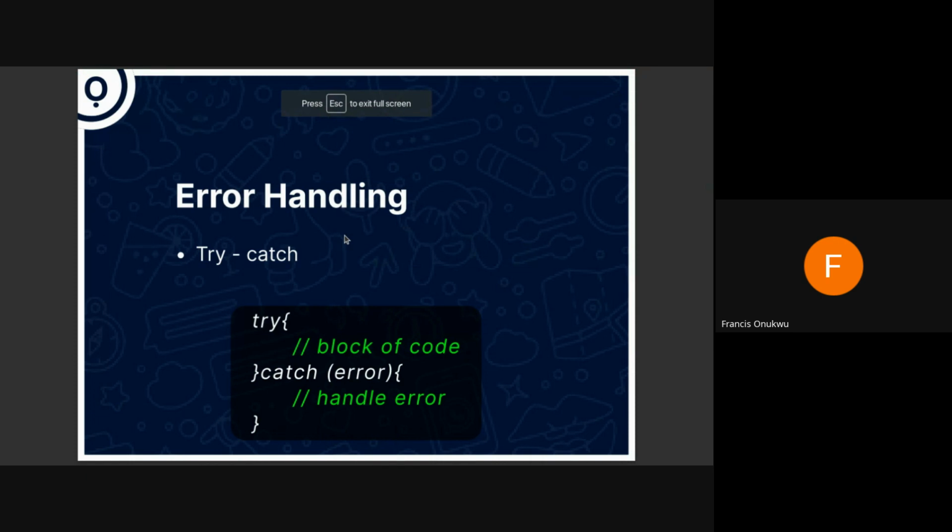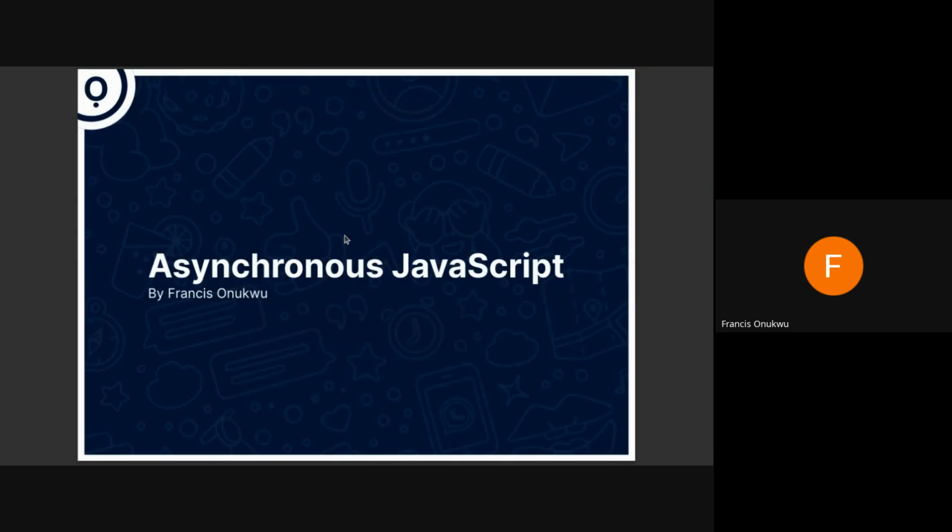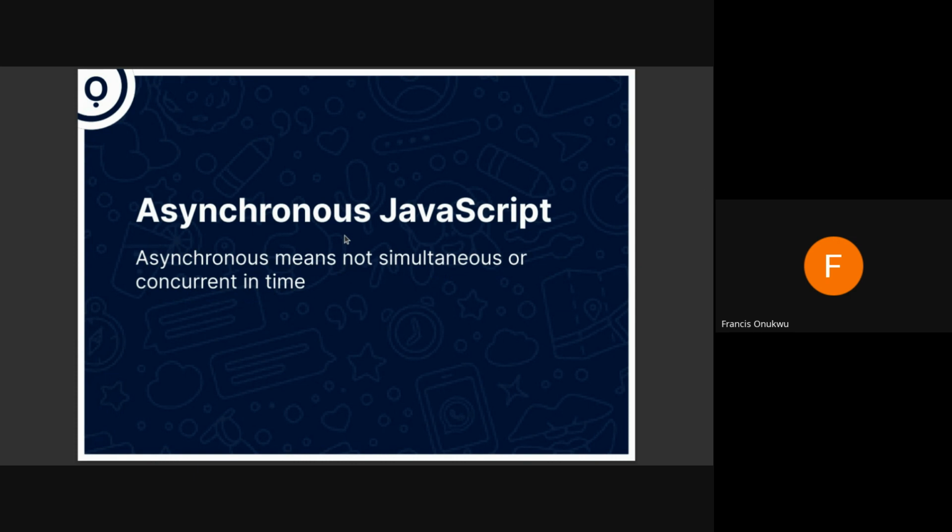JavaScript has an asynchronous part. Now, what is asynchronous JavaScript? First, asynchronous is anything that's not simultaneous or concurrent in time. So basically anything that's not running in parallel. Synchronous is like one after the other, this after this, not both at the same time. All right. We have the basic ones, or rather the popular.